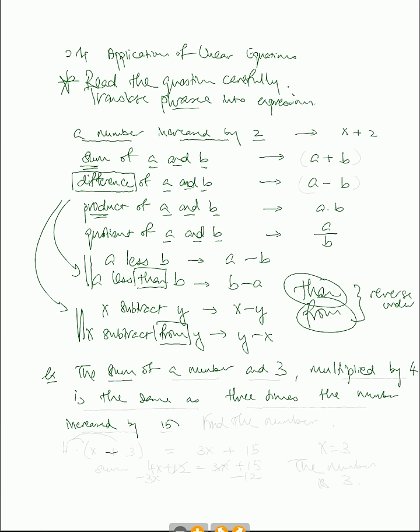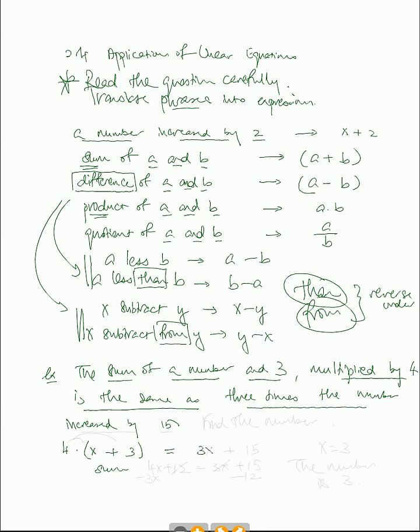The sum, so that tells you it's addition, right? Number and 3. So number in the front, 3 behind. So this whole piece is called the sum. So every time you see sum or difference, we usually put parentheses to mean it's one pair, okay, like that. So the sum of number and 3. Now this sum is being multiplied by 4, so that's why in front of the parentheses you put a 4, as in the sum is being multiplied. It's the same as just means equal. 3 times the number. So this time we're not doing 3 times the sum or 3 times the difference. We're doing 3 times the number, and number is x, right?